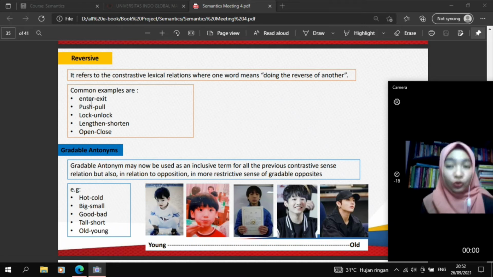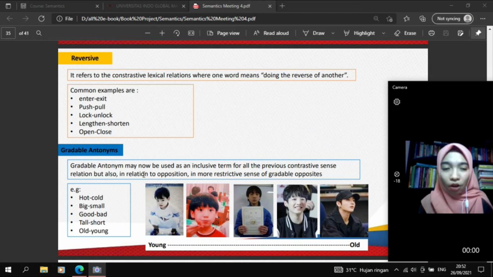So we have enter. If you enter, of course, if you exit, that is the antonym. Ya, push, pull, lock, unlock, lengthen, shorten, open, close. And then the last one for the kinds of antonyms is gradable antonyms. Gradable antonym may now be used as an inclusive term for all the previous constructive sense relations, but also in relation to oppositions in a more restrictive sense of gradable opposites.